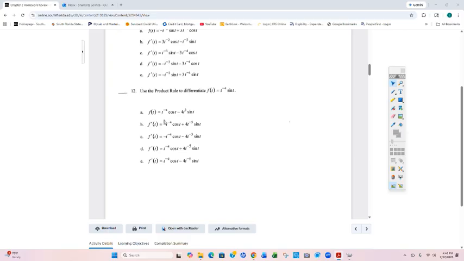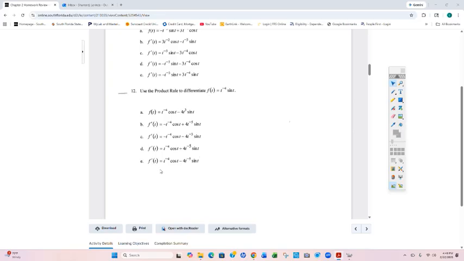A, f of t equals t to the negative 4 cosine t minus 4t cubed sine t. B, f prime of t equals negative t to the negative 4 cosine t plus 4t to the negative 5 sine t. C, f prime of t equals negative t to the negative 4 cosine t minus 4t to the negative 3 sine t. D, f prime of t equals t to the negative 4 cosine t plus 4t to the negative 5 sine t.